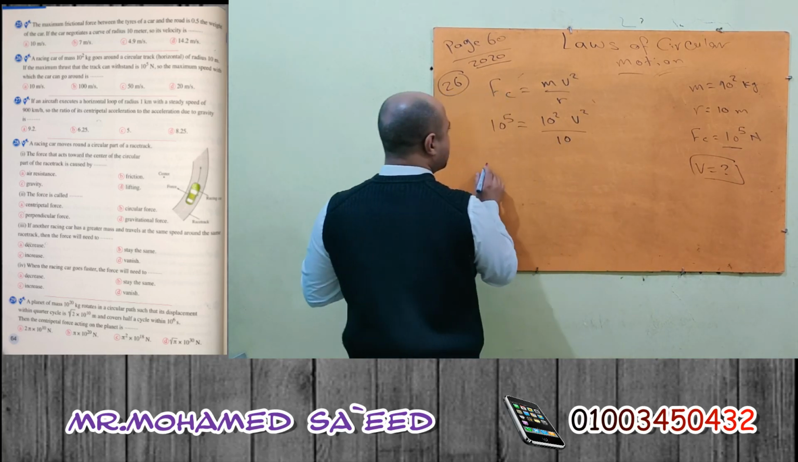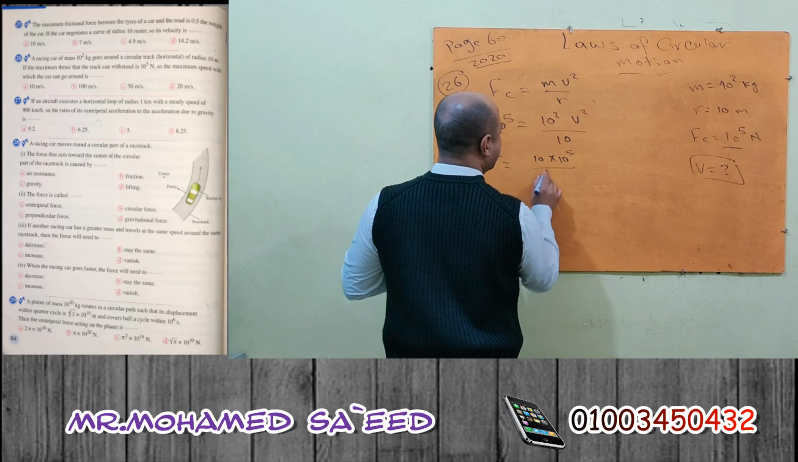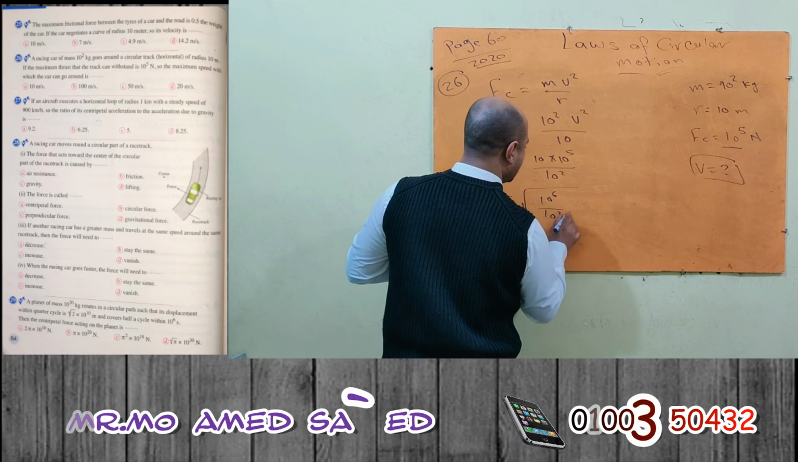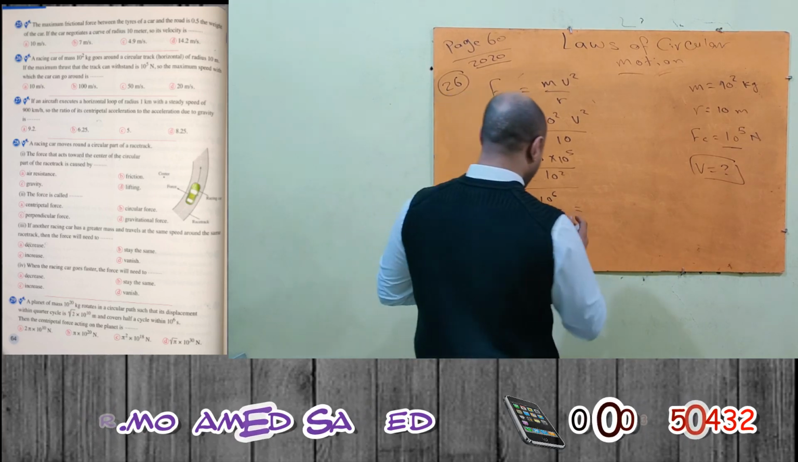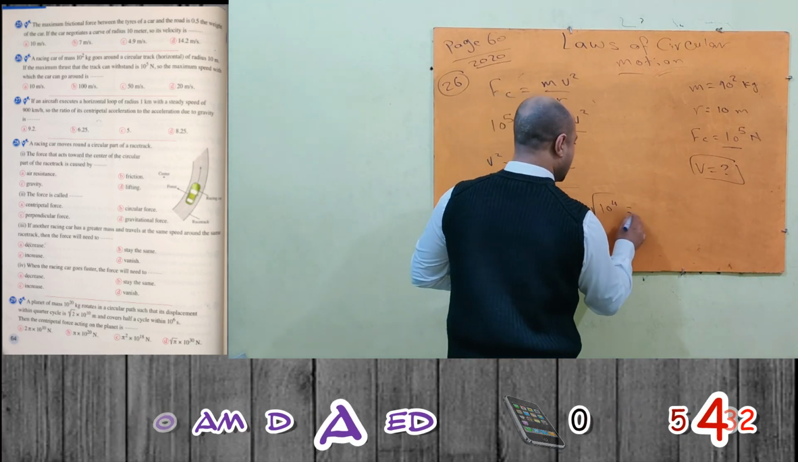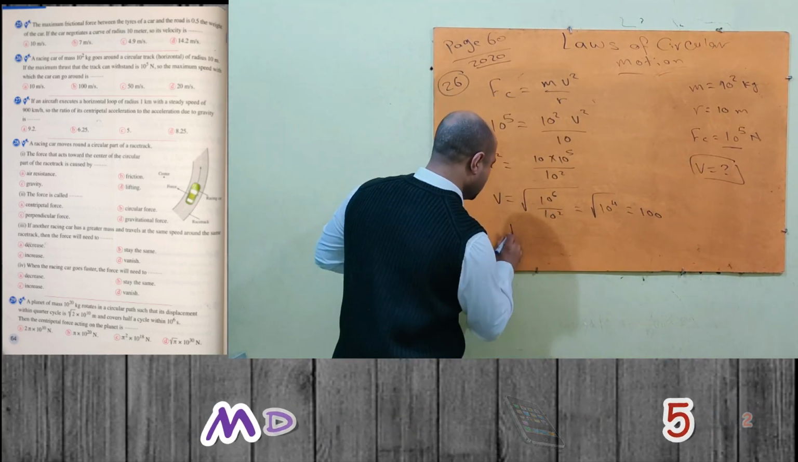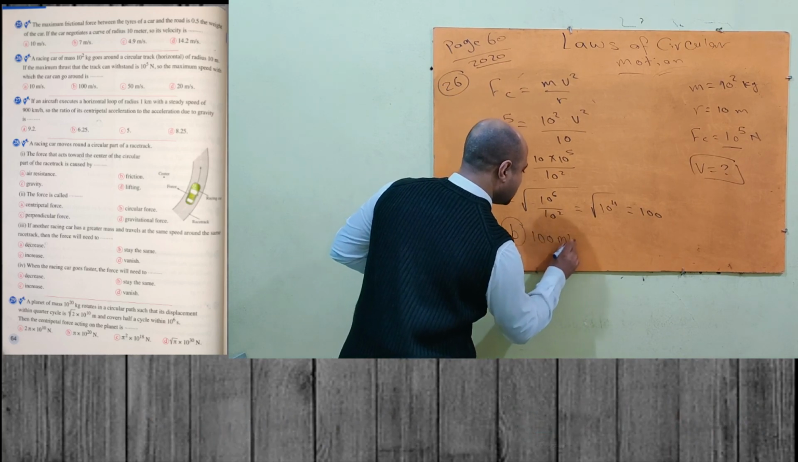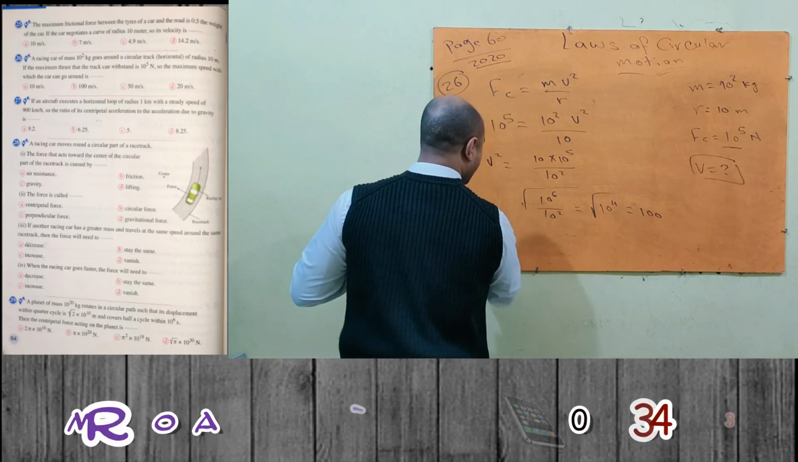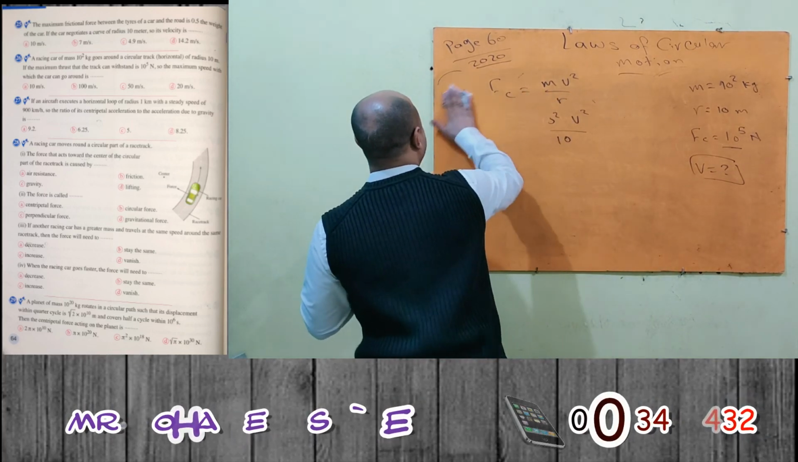So v squared equals 10 times 10 to the power 5 over 10 to the power 2. So v equals the square root of 10 to the power 6 over 10 to the power 2, which is 10 to the power 4, equals 100. So the true answer is B, 100 meters per second. This is the maximum speed with which the car can move and keep moving in a circular path. The next question, 27.